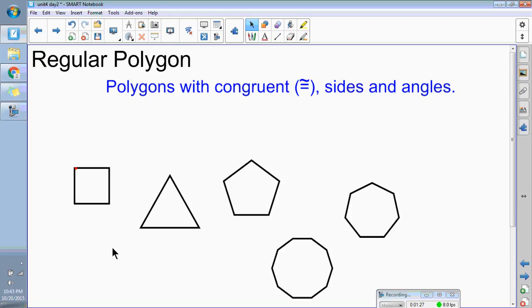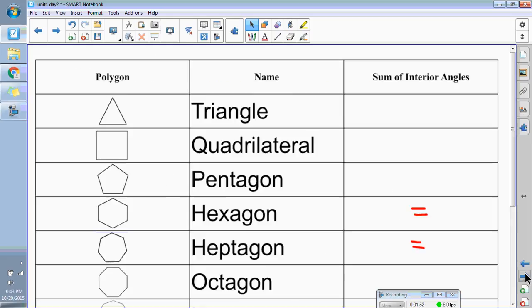Here are several regular polygons: a square, an equilateral triangle, a pentagon, an octagon, and a decagon. Okay, that's just several examples of regular polygons. If you take a look at the worksheet that you got that goes along with your notes, you have this table to help you out here.